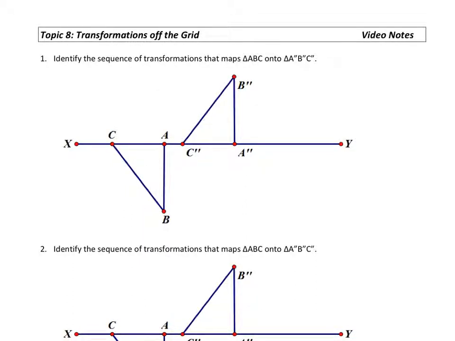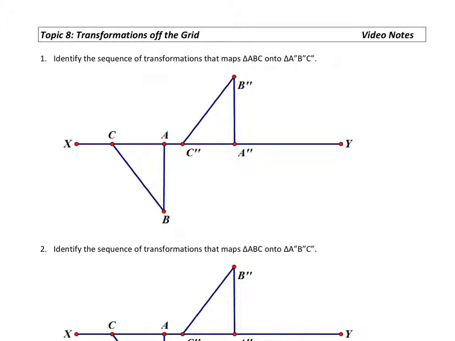This video will cover transformations off the grid in geometry. So here we're given a figure where we have triangle ABC, which ends up getting mapped onto triangle A double prime B double prime C double prime. And we are asked to identify the sequence of transformations that maps ABC onto A double prime B double prime C double prime.